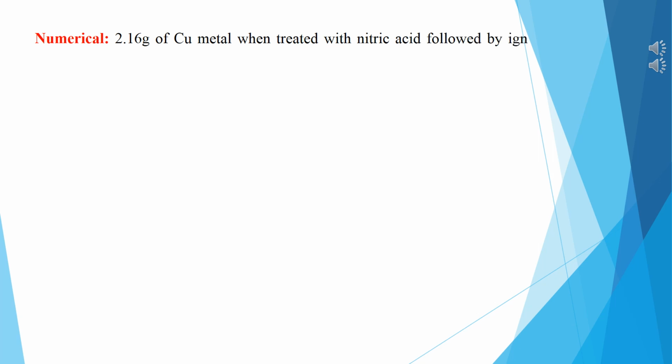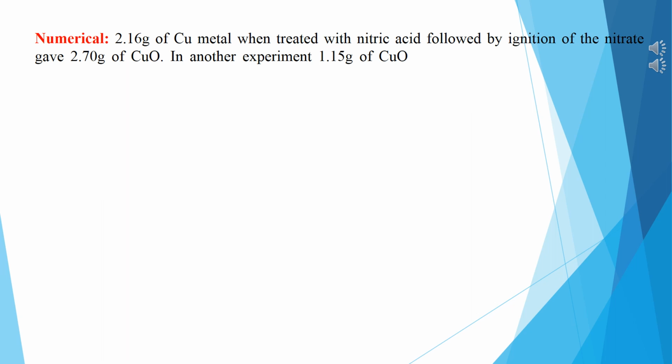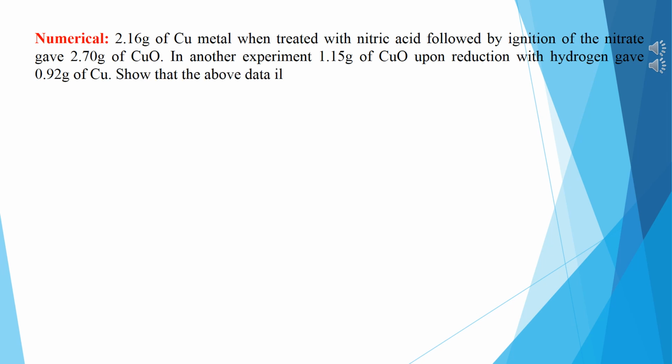Let's see one numerical problem. 2.16 gram of copper metal when treated with nitric acid followed by ignition of the nitrate gave 2.70 gram of copper oxide. In another experiment, 1.15 gram of copper oxide upon reduction with hydrogen gave 0.92 gram of copper. Show that the above data illustrates the law of definite proportion.